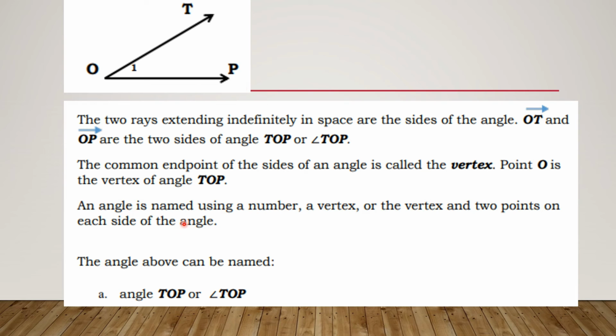Okay, an angle is named using a number, a vertex, or the vertex and two endpoints of each of the sides of the angle. So pwede natin i-name siya using a number, like for example, this one is angle 1. We can call it angle 1, or angle TOP, or angle O using its vertex. Pwede natin name using its vertex. This is angle O, or this is angle 1 because we put a number here.